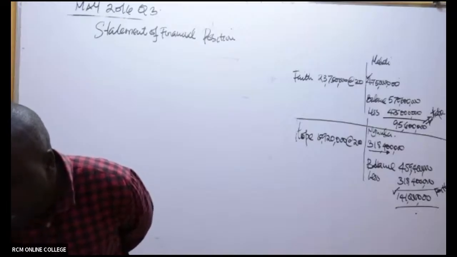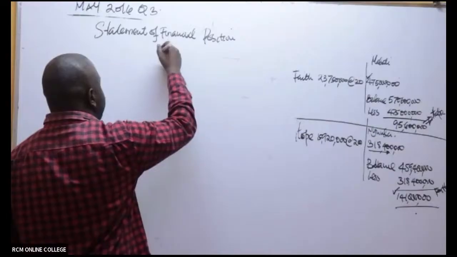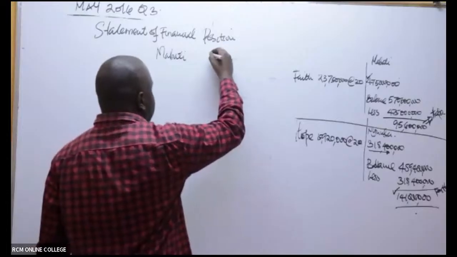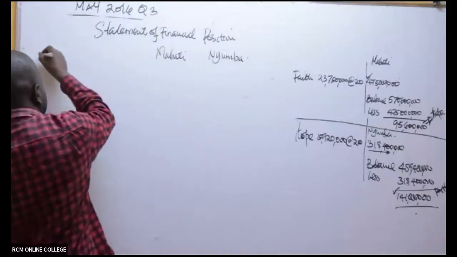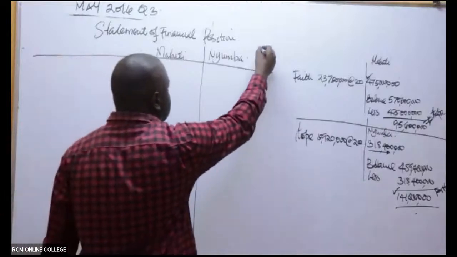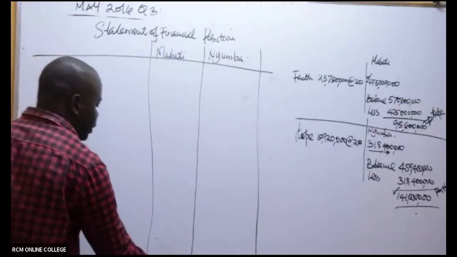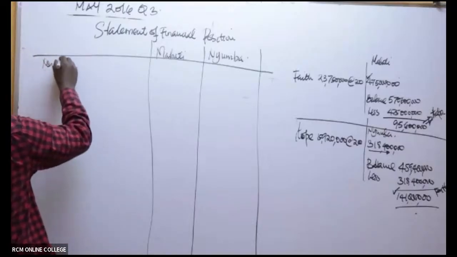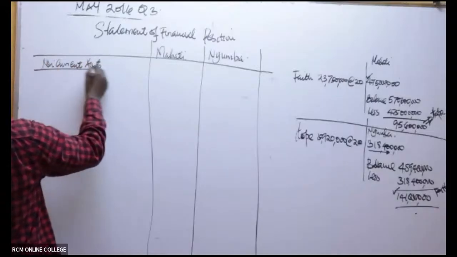So in this case, we have two companies. So we'll prepare for two companies. So it will be Mabati and Nyumba. And of course, you already know, when you are preparing a statement of financial position, you start with the non-current assets.